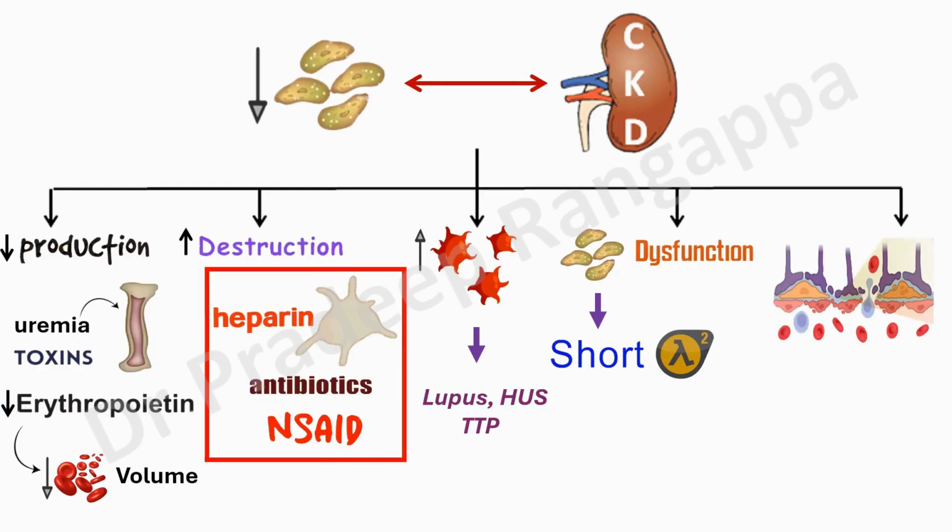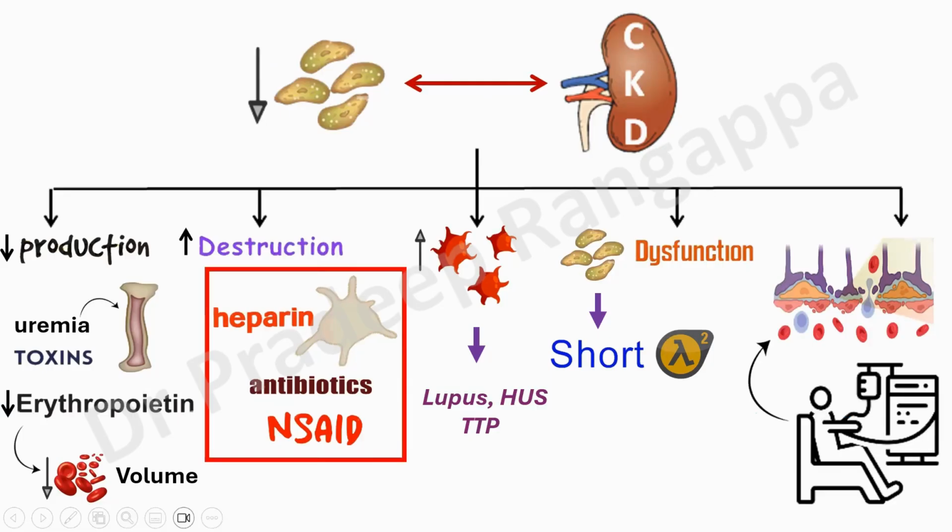The half-life of the platelets gets shortened, which means the lifespan of the platelets is reduced in CKD. And the last but not the least, especially when CKD patients are on dialysis, where there is extracorporeal flow of the blood, there is endothelial damage, as you can see, and there is a direct injury to the platelets because of this extracorporeal circulation and the endothelial damage, especially when patients are on dialysis.